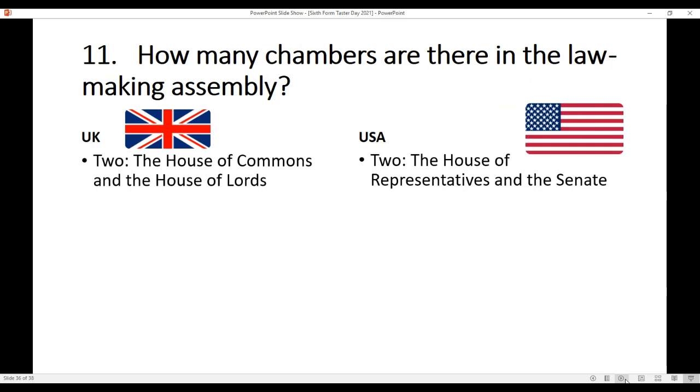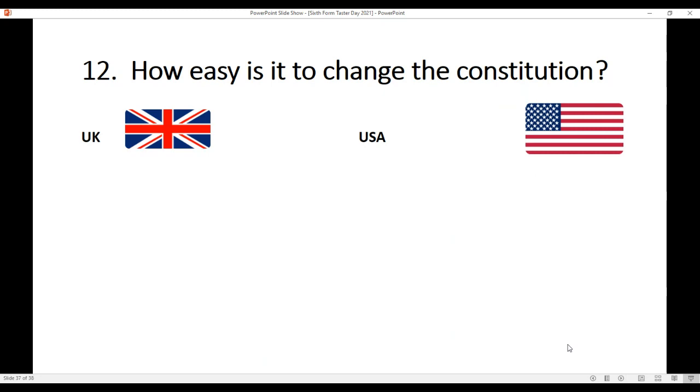Okay, the last question. Are you keeping tally of your marks? I'd be interested to know how many you got. Question 12. How easy is it to change the constitution? By constitution, remember, we mean the official system of government, if you like. If you want to change it, how easy is it in the United Kingdom? How easy is it to change it in America? Quick think.